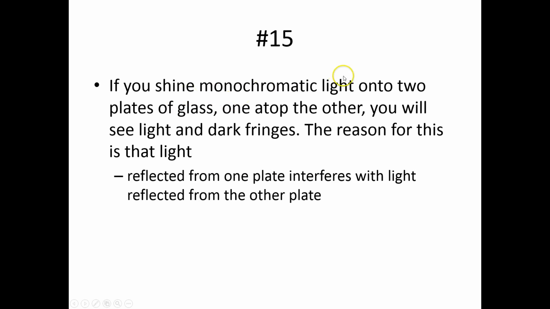If you shine a laser light onto two plates of glass, one on top of the other, you'll see dark and light fringes. The reason that you see this is you get reflected light from one plate interferes with light from the other plate, and so it's just an interference pattern.